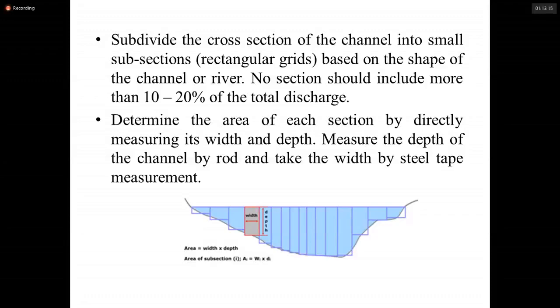Measure the depth of the channel by rod and take the width by steel tape measurement. First, we have to measure the total width. Then, according to that width, we can plan how many portions we have to divide. Then, we have to measure the width of the subsections. Taking width is very easy because on the surface we can use this measuring tape and take the reading.